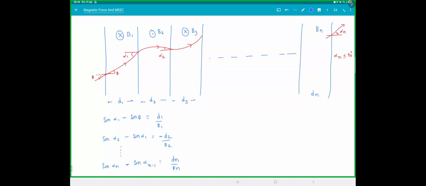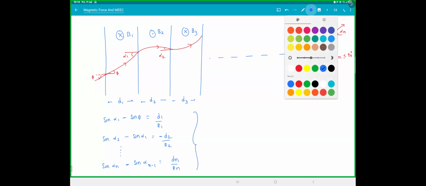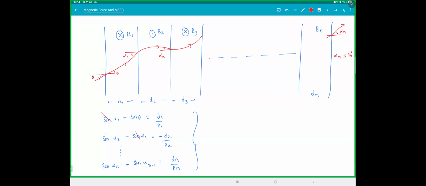And when you add all of them, they will cancel out here. So you get a neat result. So you'll get sine alpha n minus sine theta will be summation here. So it will be d1 by r1 minus d2 by r2. If all the fields are in the same direction, put a plus sign. d3 by r3 and so on.